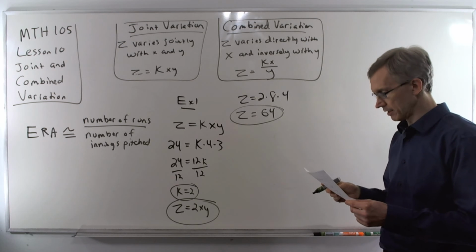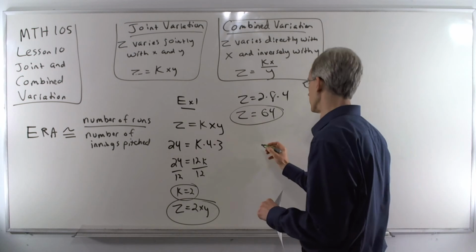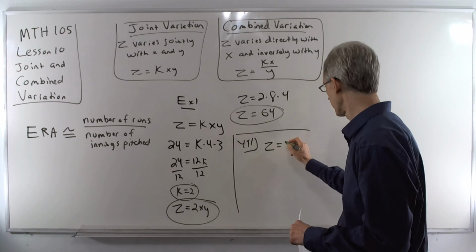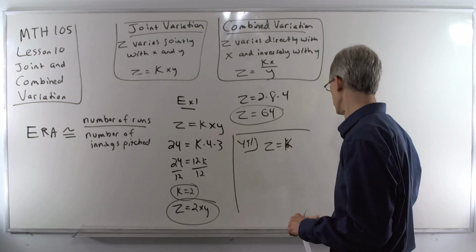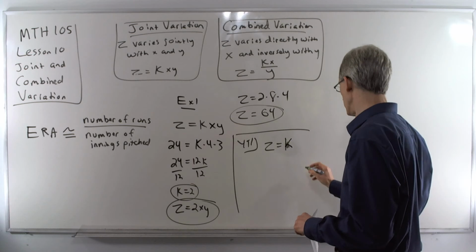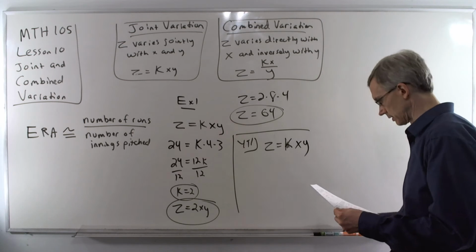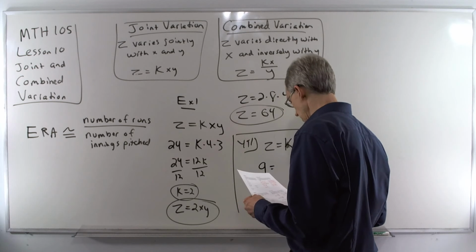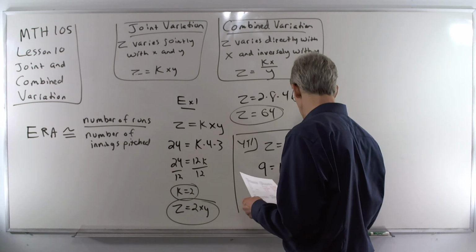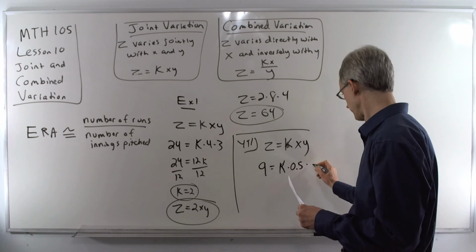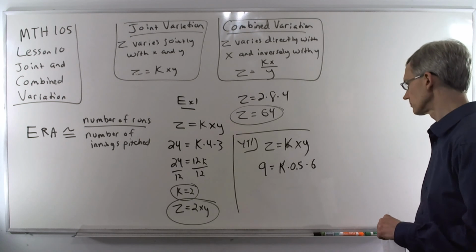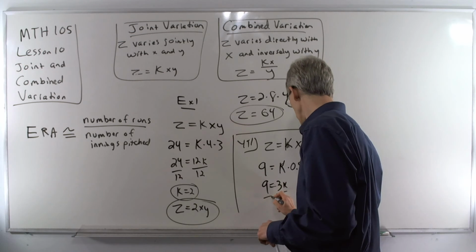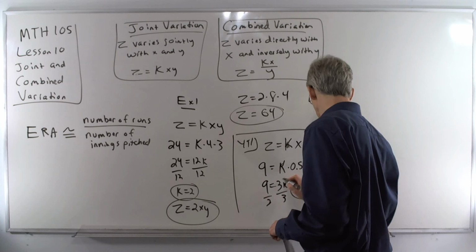Your turn number one. If z varies jointly with x and y, so z varies directly with x and y, and z is 9 when x is 0.5 and y is 6. So 0.5 times 6 is 3, so 9 equals 3k. Divide by 3 on both sides, and k equals 3. So there's our constant of variation.